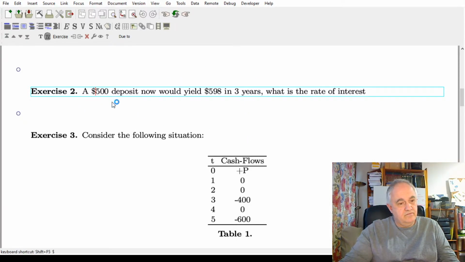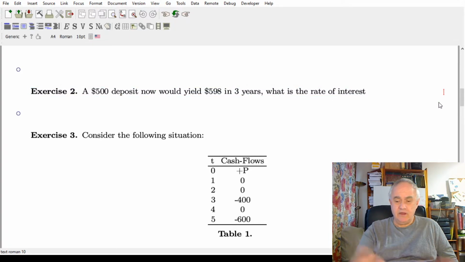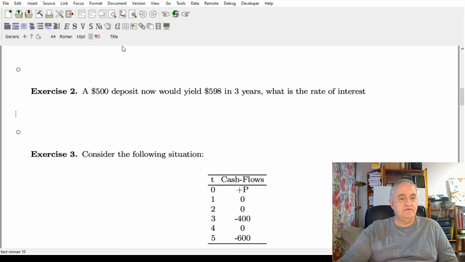Sorry. Deposit. We have seen a contract with a financial entity. We deposit now $500 and we will have 598 in 3 years. What rate are they paying us? Okay, we can repeat the previously developed process.